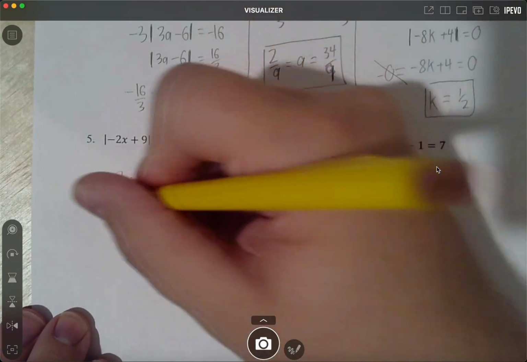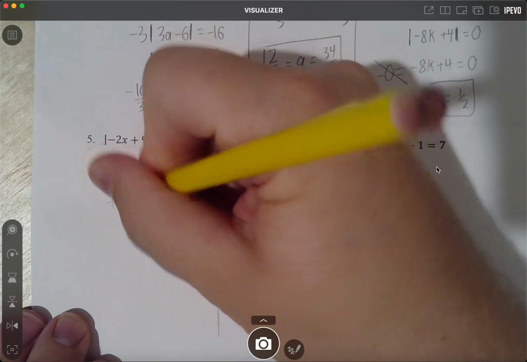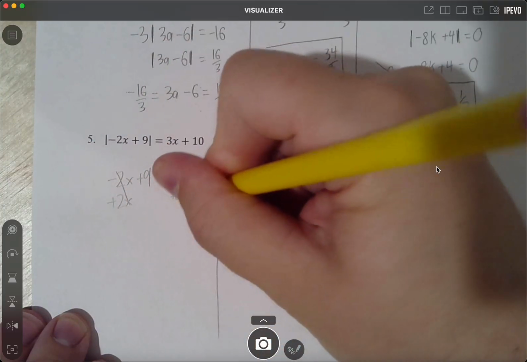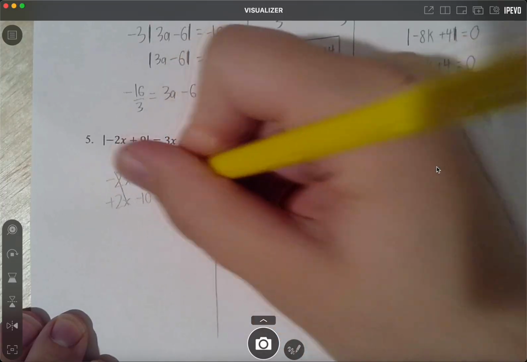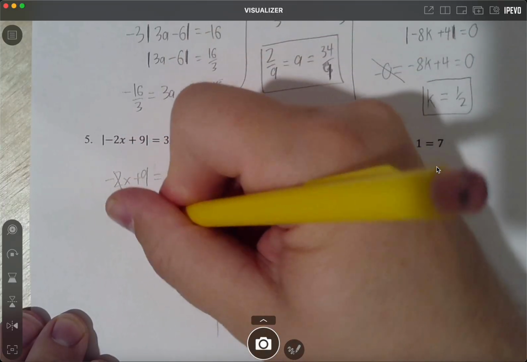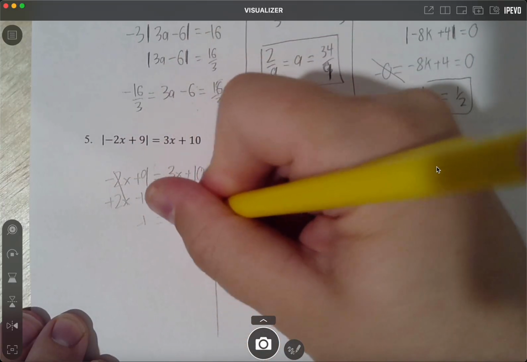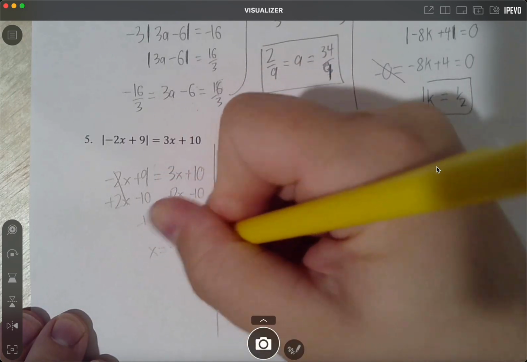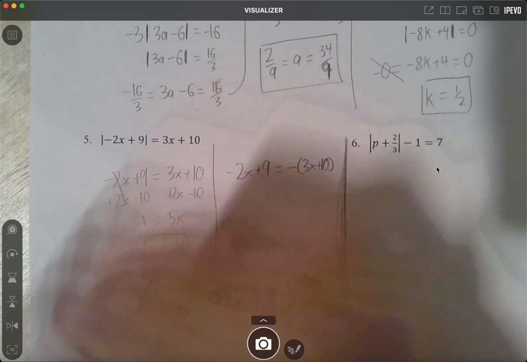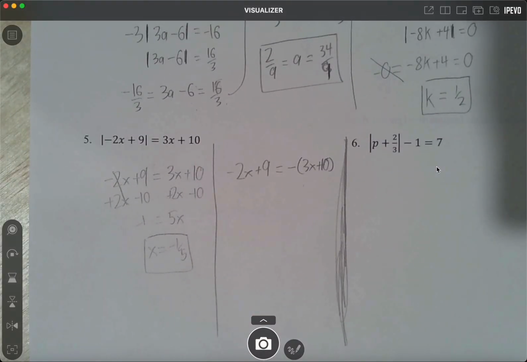On this side, I think I'll add the 2x just to keep the x positive. And then I can subtract the 10 also at the same time. Looks like I get negative 1 equals 5x. And so x ends up being negative 1/5. All right?